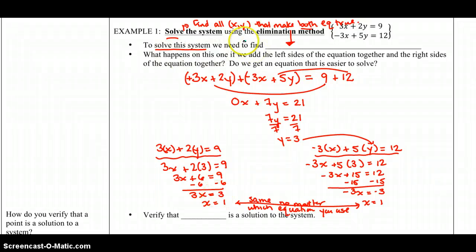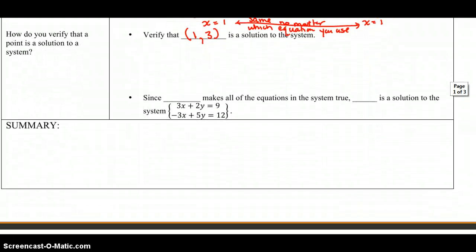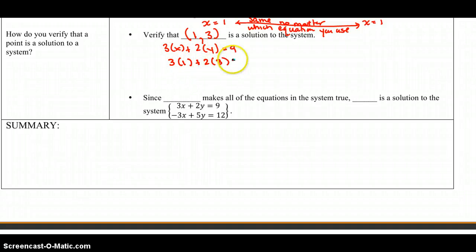So in here, we're after an ordered pair. So x comma y, so 1, comma, and 3. So this ordered pair is the solution to our system, according to the math we've done, but we can verify that by actually plugging it into both equations. So again, if we start with our 3x plus 2y equals 9, and substitute 1 for x and 3 for y, we get 3 times 1 is 3, 2 times 3 is 6, and 3 plus 6 is 9. So 9 does equal 9. So that ordered pair makes the first equation true.